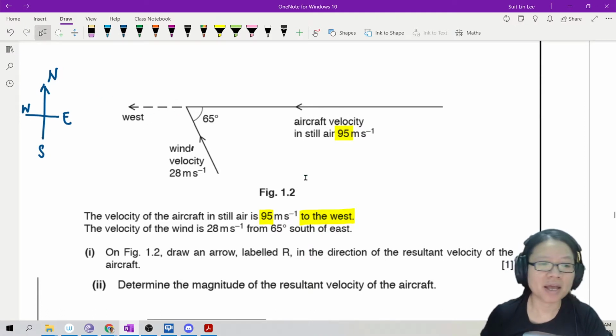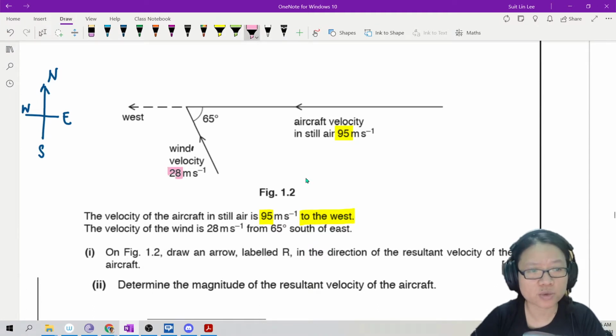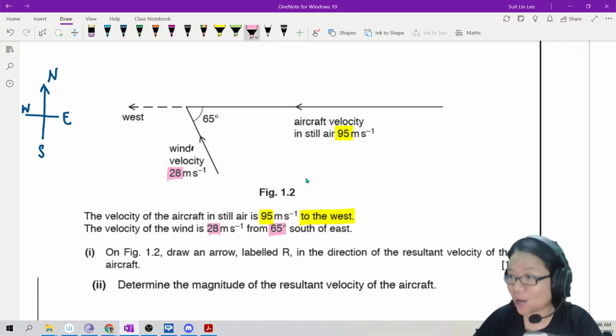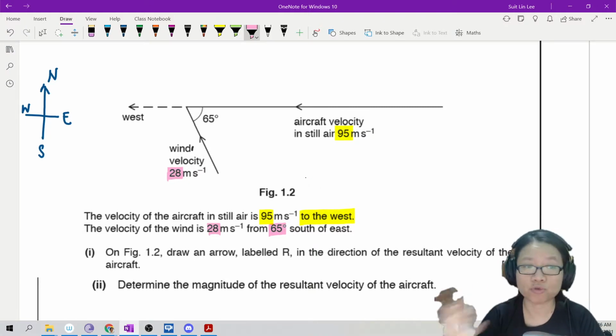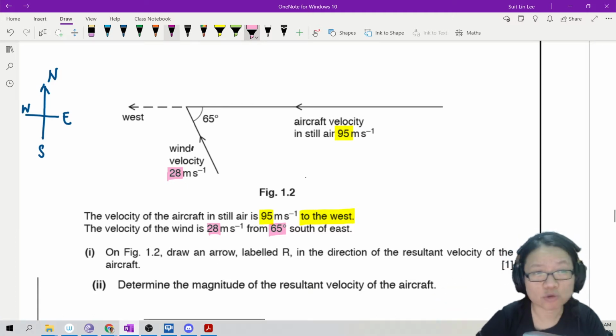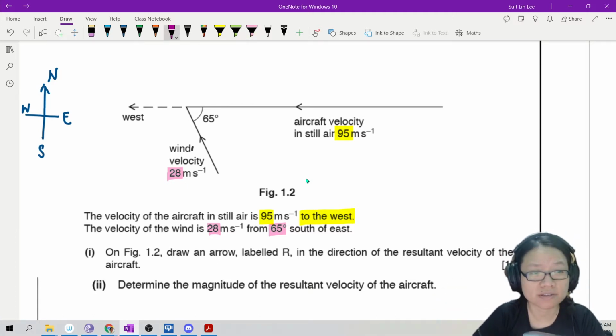Okay, and you see the second vector, which is this wind velocity, is 28. This is 28 meters per second, 65 degrees south of east. So this question is very nice. They draw for you already where the 65 degrees south of east is. But in case they don't draw, here's how you can see what 65 south of east looks like.